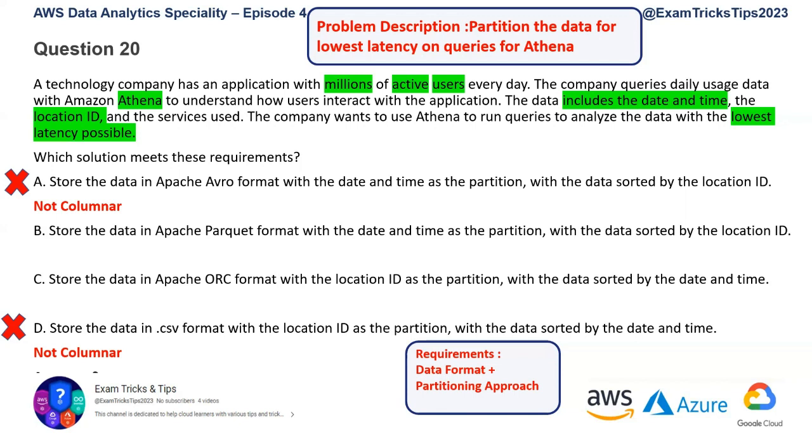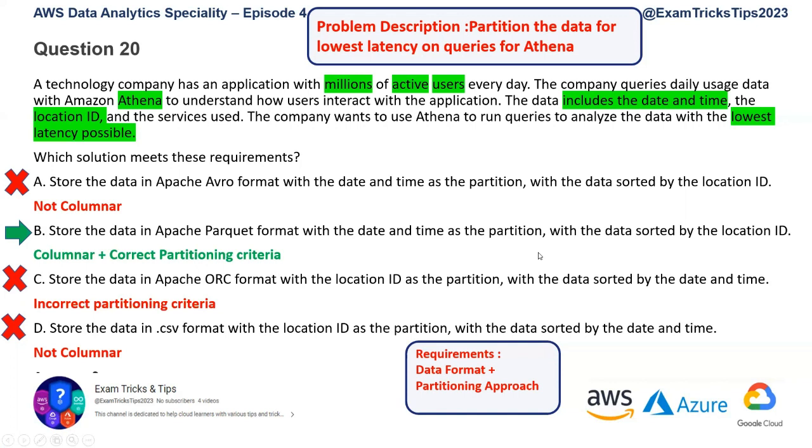So that's answer B. You rule out option C on the basis of incorrect partitioning criteria, and option B's data format is correct, it's columnar, and the partitioning criteria is perfect as well. So that's your final answer: B.